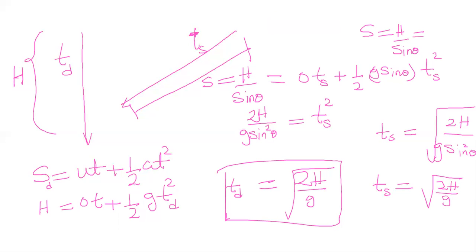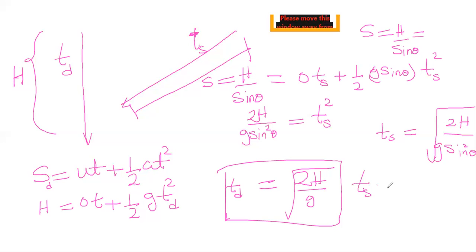I'll write it neatly. So I will get T sliding as, are you getting each step? Root 2H by G, into outside 1 by sin square theta will go up as cosecant theta, not square. Is it understood? Yes, sir. Cosecant theta. So this is what we will get.